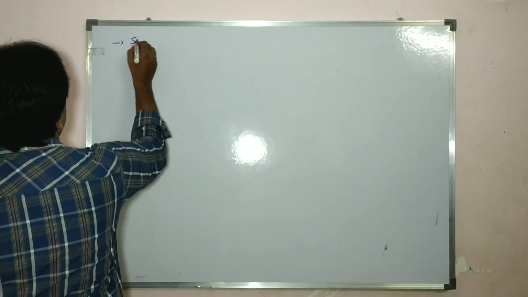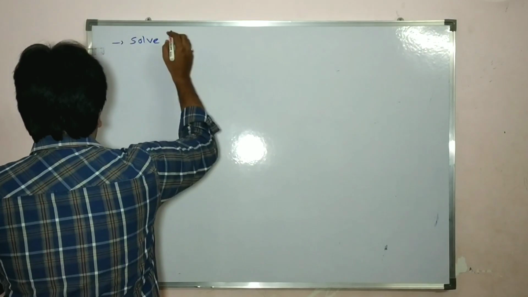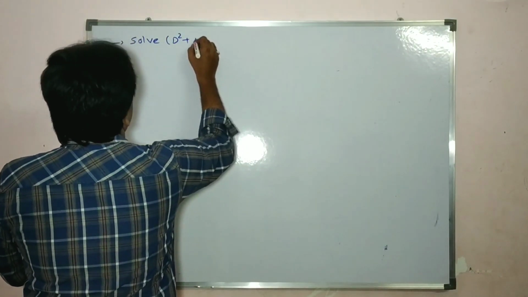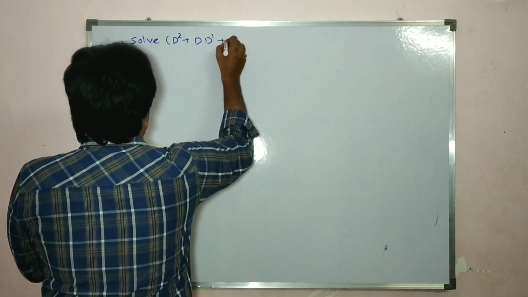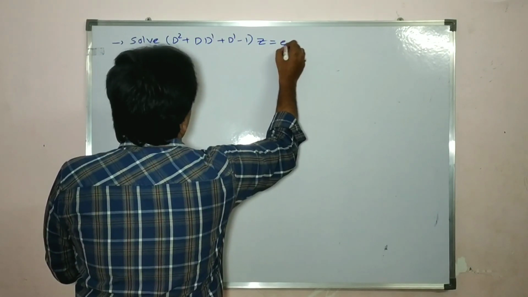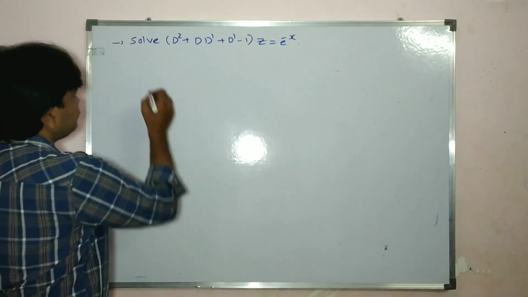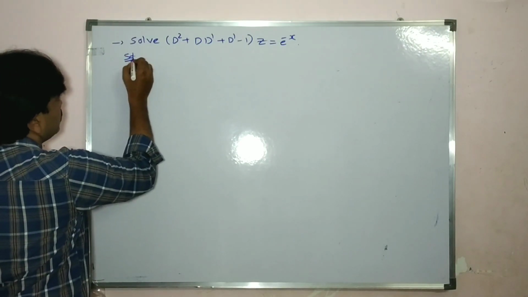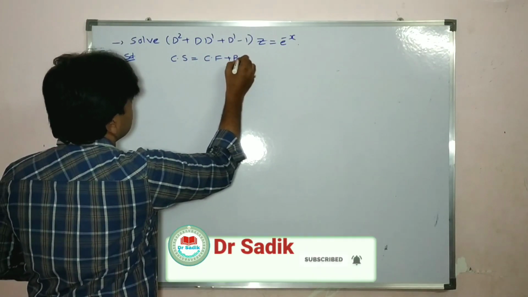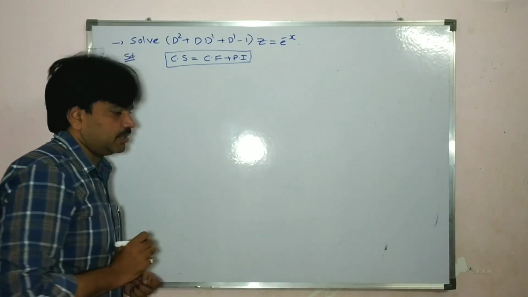Solve (D² + D' + D' - 1) z = e^(-x). Students, e power minus x. Now the solution. What is the complete solution, students? That is equal to complementary function plus particular integral.